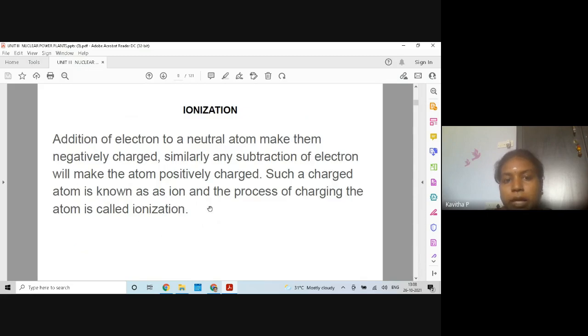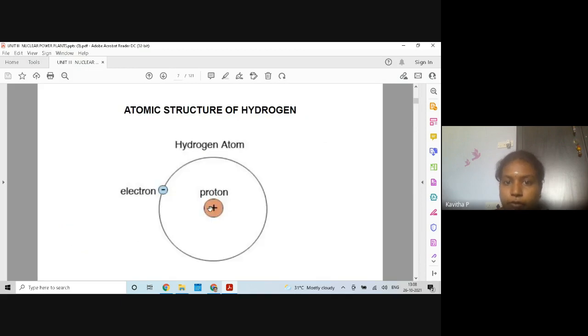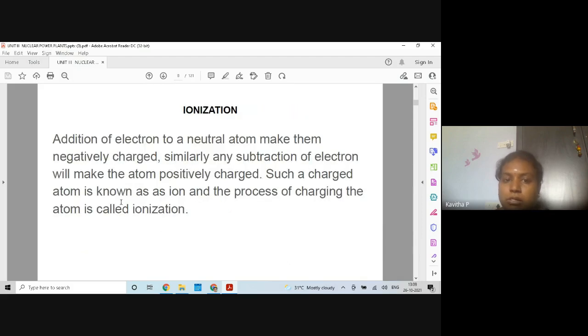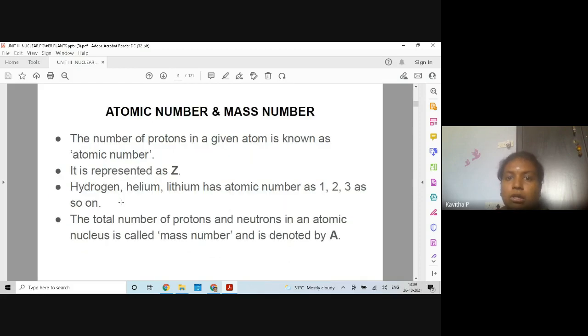And ionization is addition of electrons or removal of electrons from an atom. So this was an example of the atomic structure of hydrogen, which has only one proton and one electron. To this hydrogen, if we add one more electron, the number of negative charges in the hydrogen atom will increase. Or if we reduce the existing electron, the number of negative charges will decrease. So the process of addition or removal of electrons to an atom is called the ionization process, which will alter the positive and negative charges in an atom.